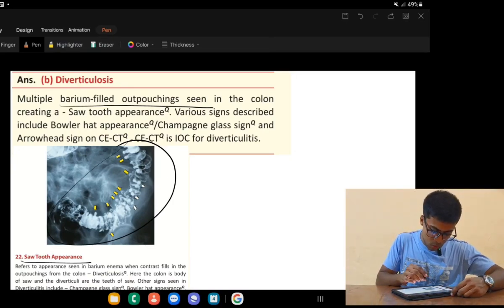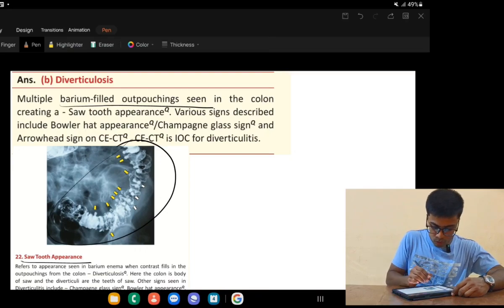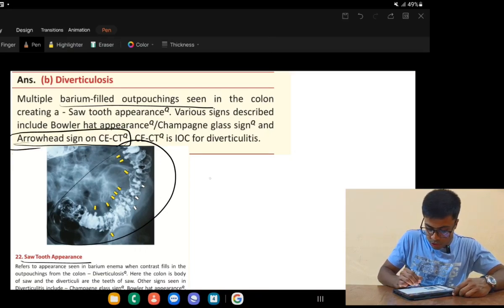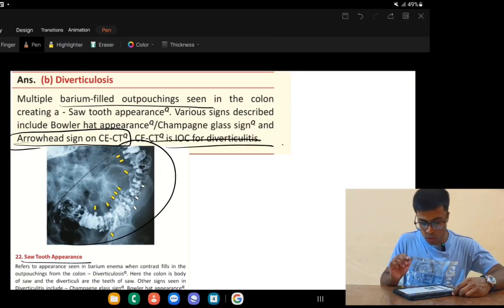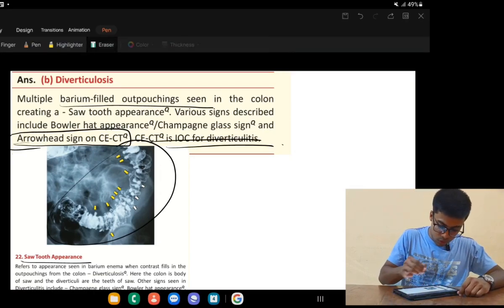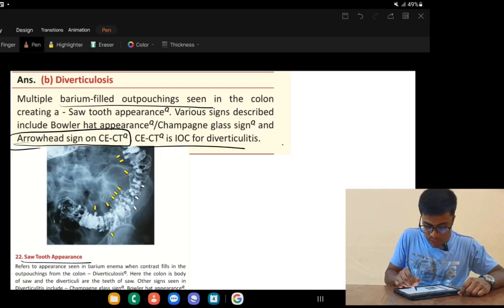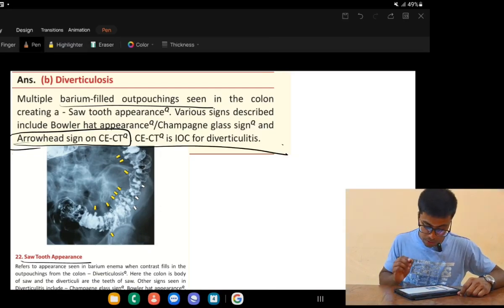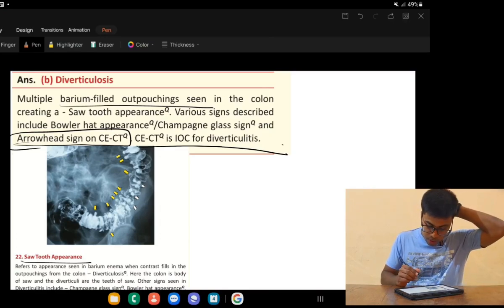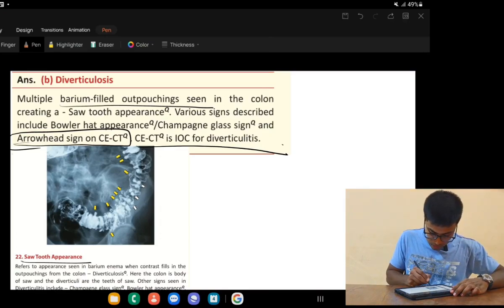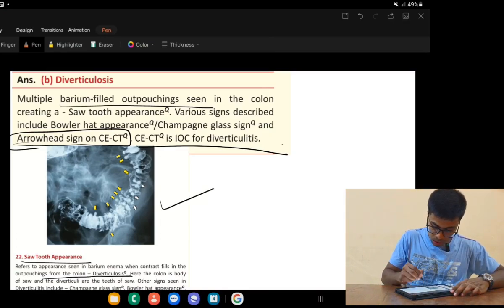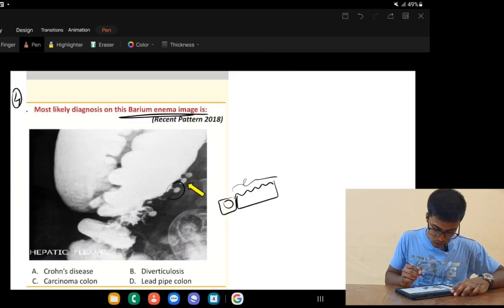Various signs described include bowler hat sign, that we know, and arrowhead sign is another name on CECT. So investigation of choice for diverticulitis is CECT. So diverticulosis or diverticulitis from the colon. So it is diverticulosis.